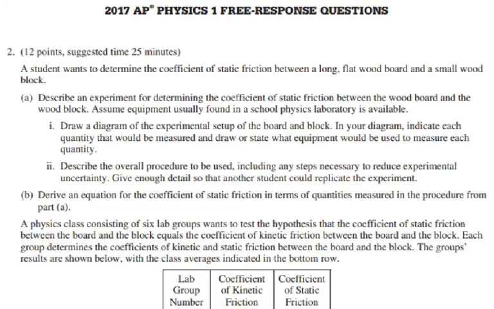the board and block. In your diagram, include each quantity that would be measured and draw or state what equipment would be used to determine each quantity. And then they say describe the overall procedure to be used, including any steps necessary to reduce experimental uncertainty. Give enough details so that another student could replicate the experiment.